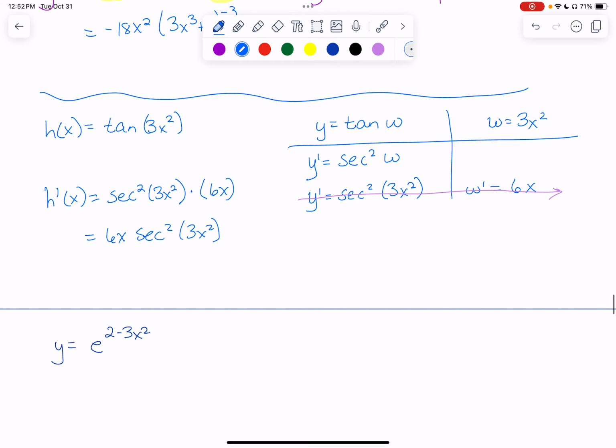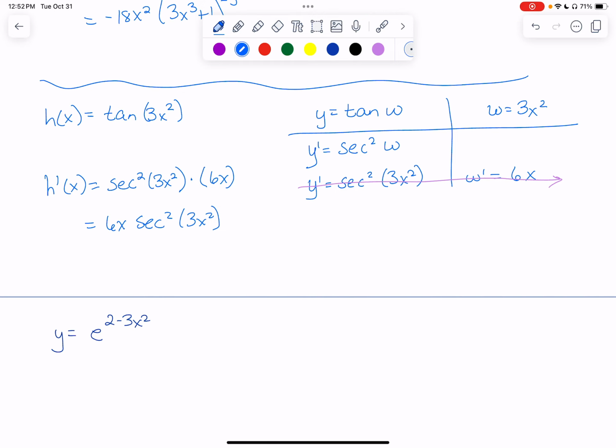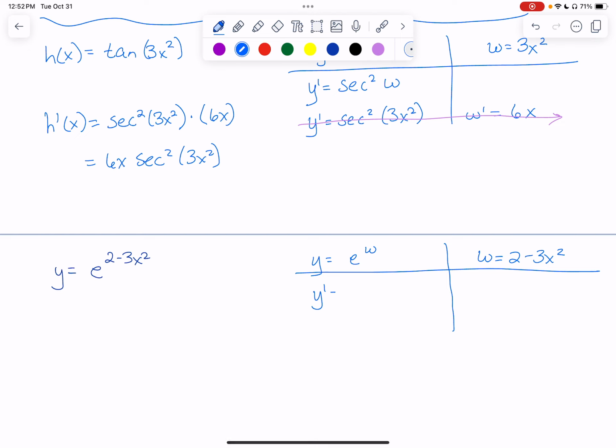Let's look at that e function that we had. Again, remember my w, my innermost function, was 2 minus 3x squared. My outermost function, the last thing I did before I was done, was y is equal to e to the w. So my derivative of y, the easiest derivative there is, is e to the w. I'm going to write that in terms of x: it's e to the 2 minus 3x squared, and my derivative of w is going to be equal to negative 6x.